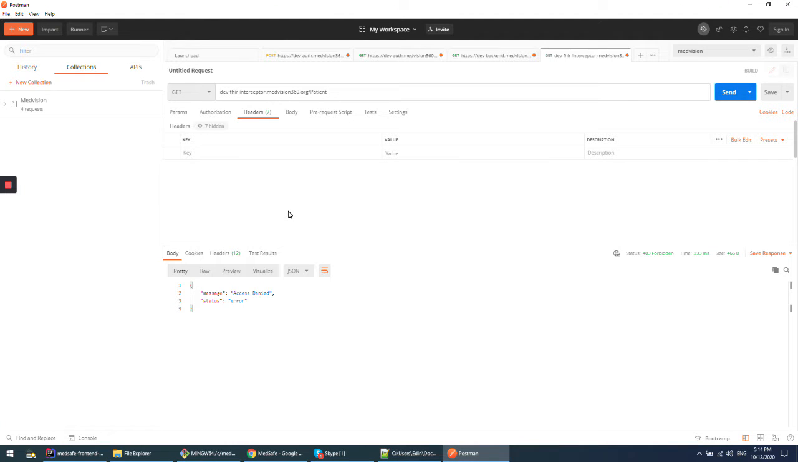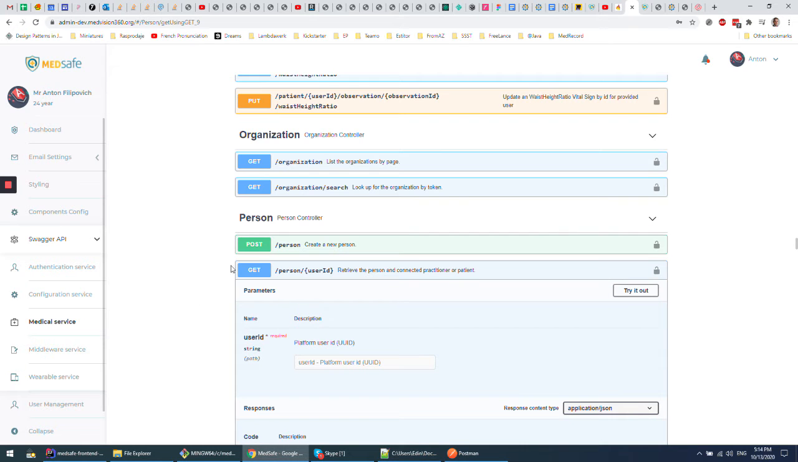To use MedRecord's FHIR interceptor and to get the data related to the patient, we need the patient's ID. To get the patient ID, we need to target the person endpoint inside of the medical service. And to target any endpoint, we know that we need two things.